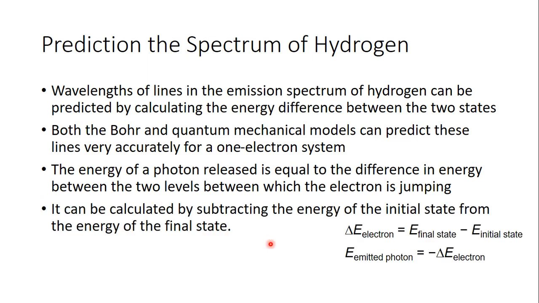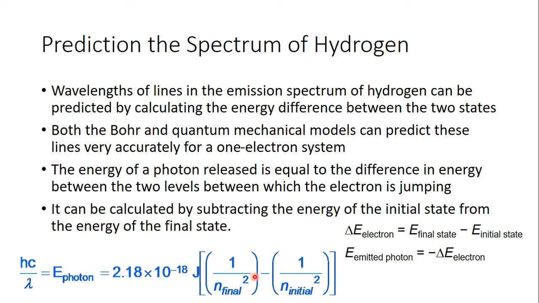And the amount of energy is given by this equation, where the energy of the electron is the final state minus the initial state, and the energy of the light that is being shown is equal to the negative energy of the electron. So if you know the energy of the final state your electron is jumping to, and if you know the initial state where your electron began, you can predict how much energy you need to shine at your atom to make this energy jump. Then the energy that you get out is just the negative of this value.